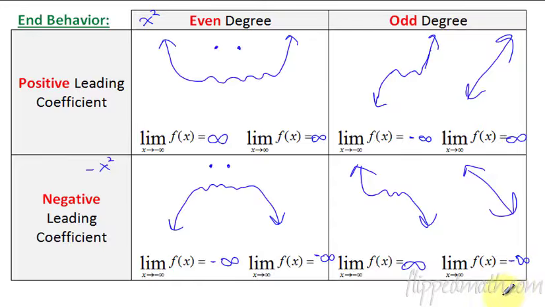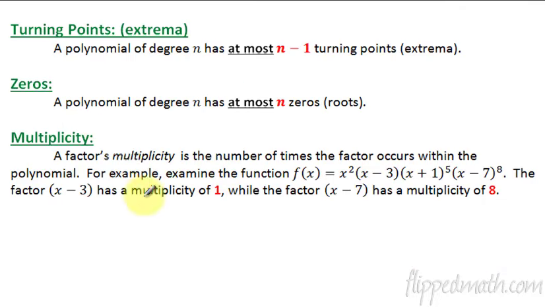In a nutshell, using limit notation, the big thing here is making sure that you know how to draw a quick little sketch to have an idea of what's going on, so that then you can come up with the end behavior with limit notation. Now on to turning points, zeros, and multiplicity. This will be a new one here when we get to it.